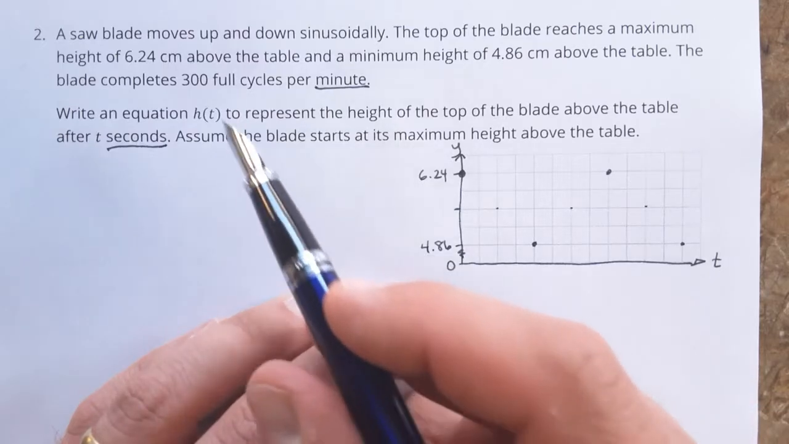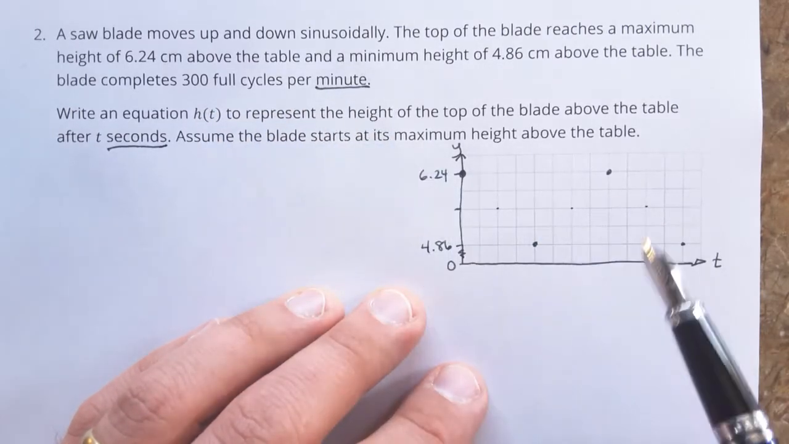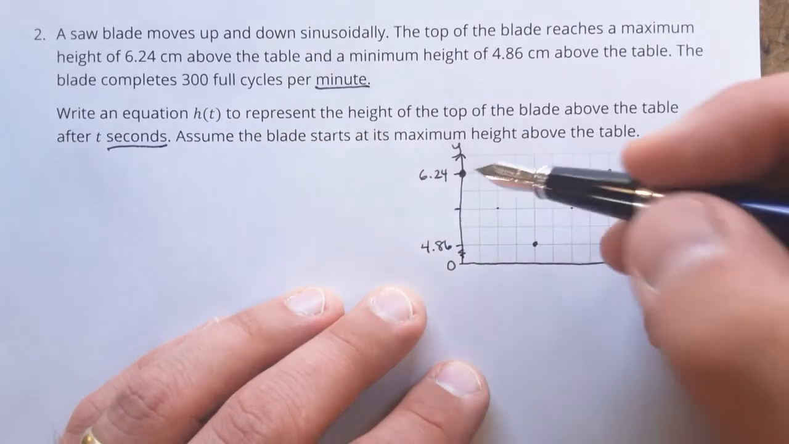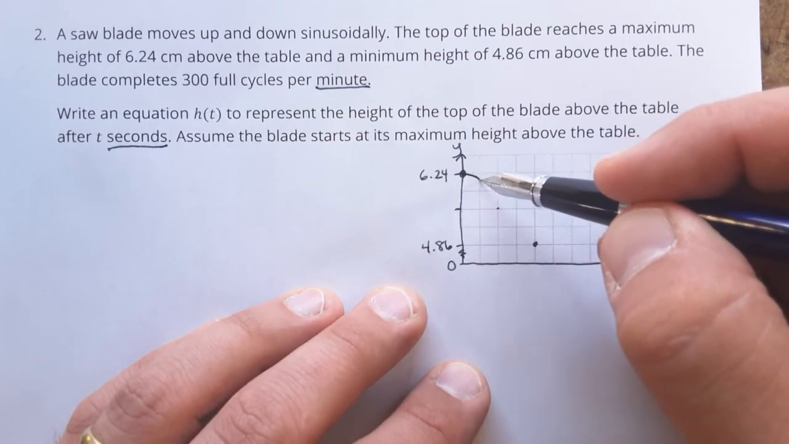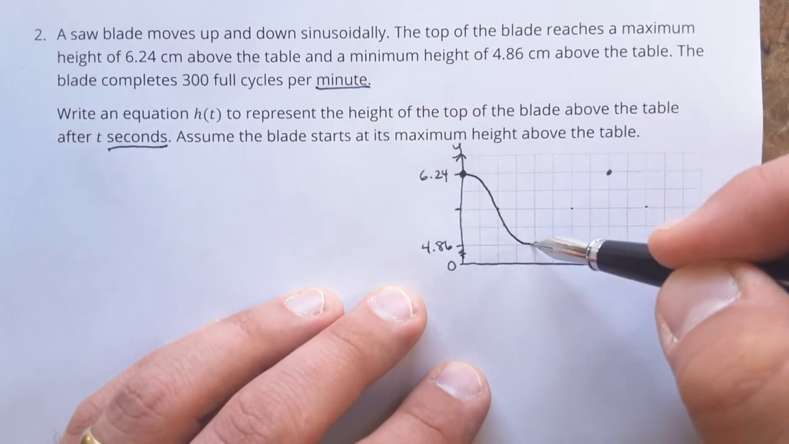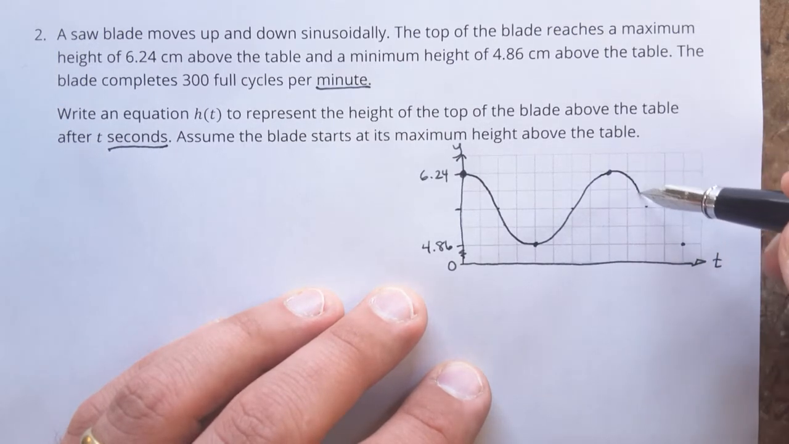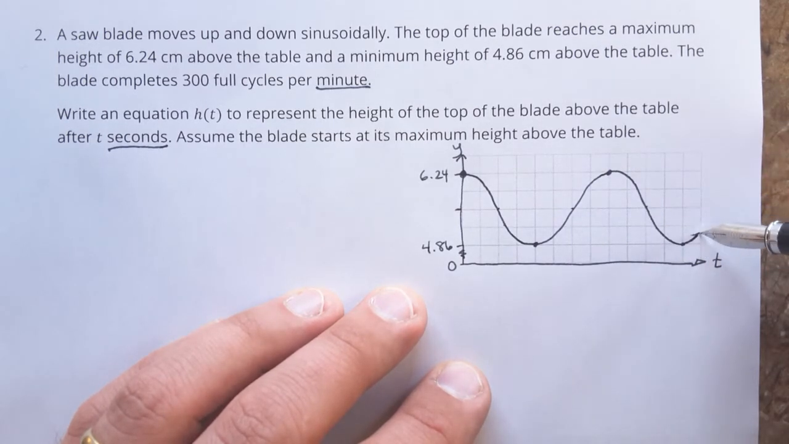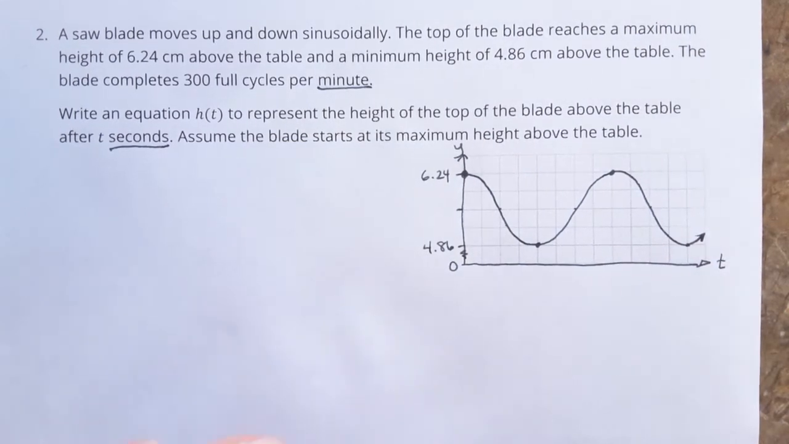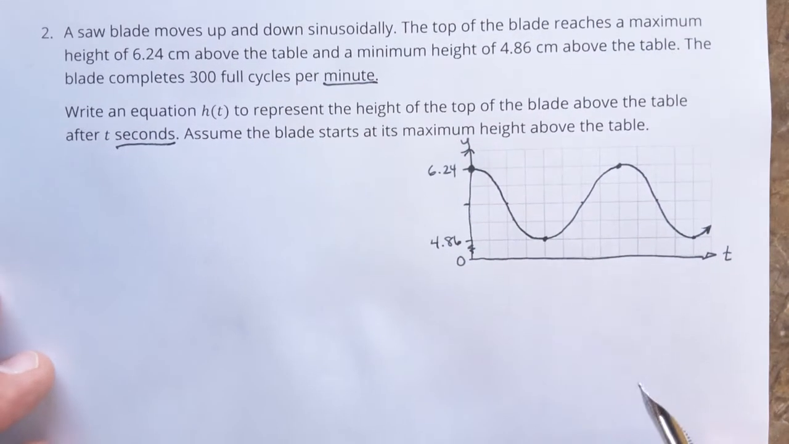It says it completes 300 cycles per minute. Well, we're going to figure out what this looks like in just a moment. Let's just sketch it in, and then we'll figure out the period when we're doing our little calculations. Just like the last one, notice I did not start with an arrow at the beginning, only at the end. Alright, well, we'll get to the period in a moment.